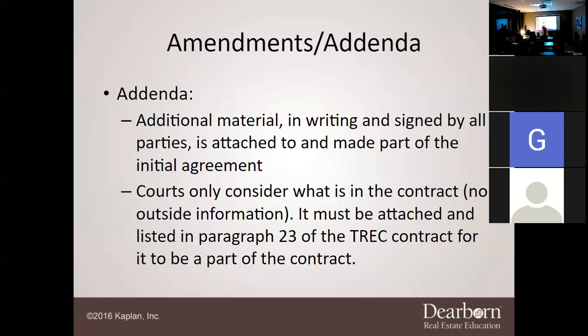If you were in the previous class when we talked about law of contracts, one of the key things that I spent time on and harped on in the very last lecture was the matter that a lot of people will add stuff to the contract, but they don't check the boxes. So they'll add a third-party financing addendum or a non-realty items addendum or an HOA addendum, okay? But in paragraph 23 of the contract, they didn't even mark it. So by the courts, it's not even considered because it's classified as outside information.